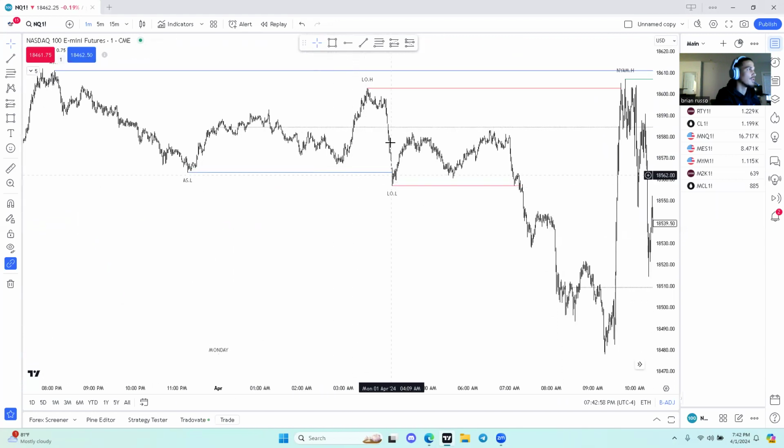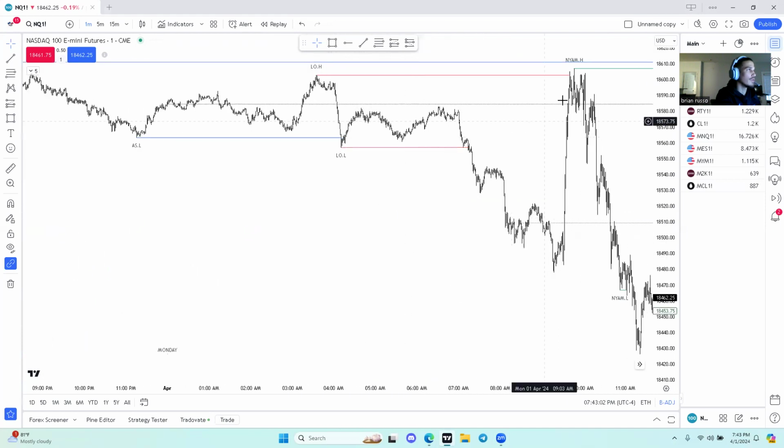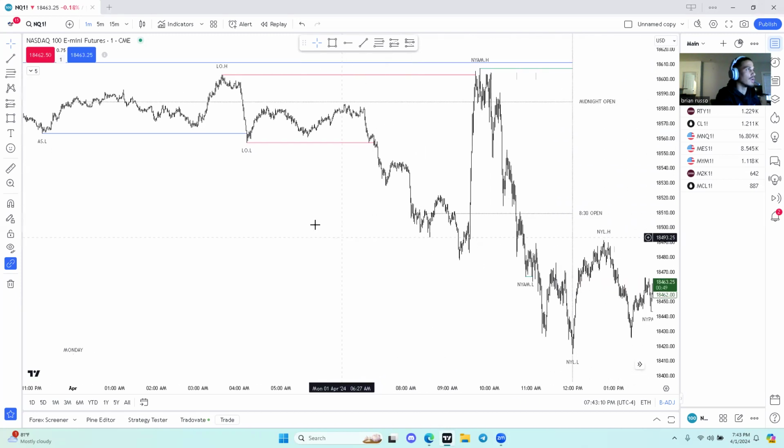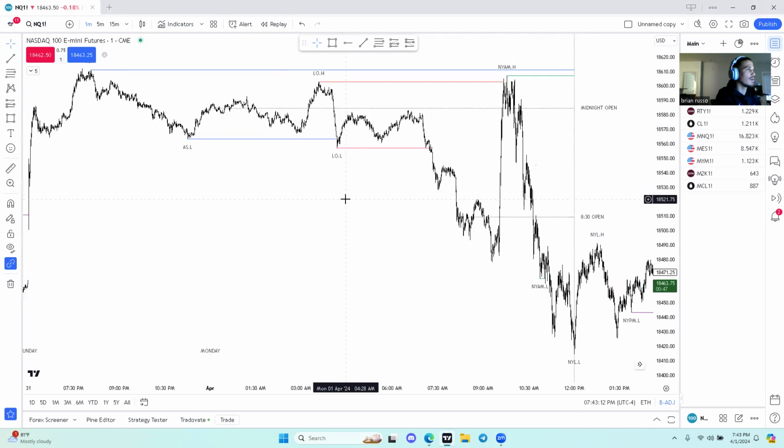As you can see, during London session, when we sweep Asia low, we got a bounce. During New York session, when we sweep Asia high, we got a bounce or we got a dump there. And then when we sweep Asia low, we get a long after that. So session liquidity is very important.